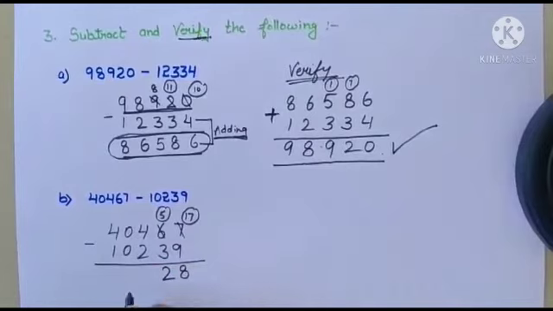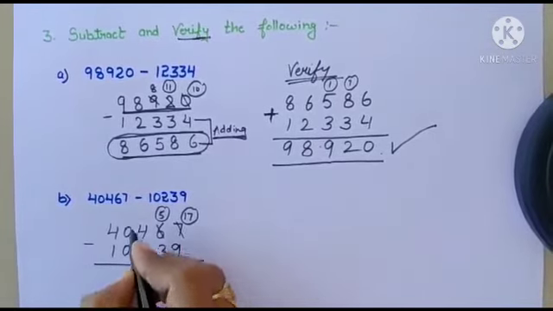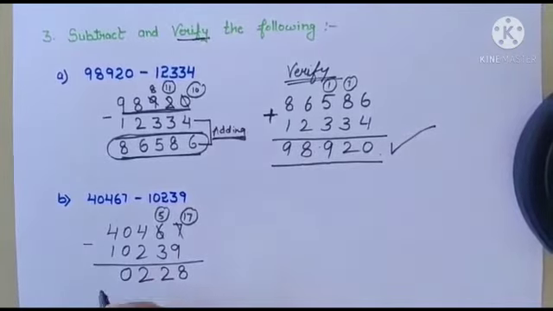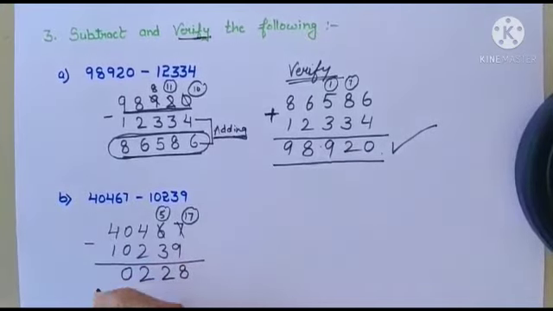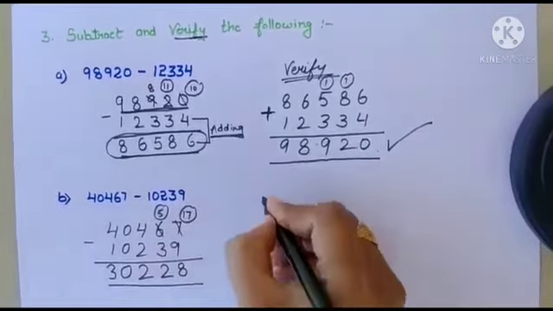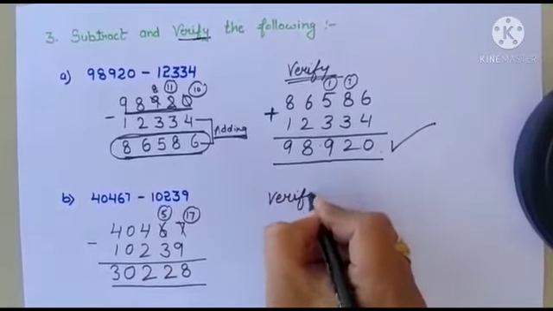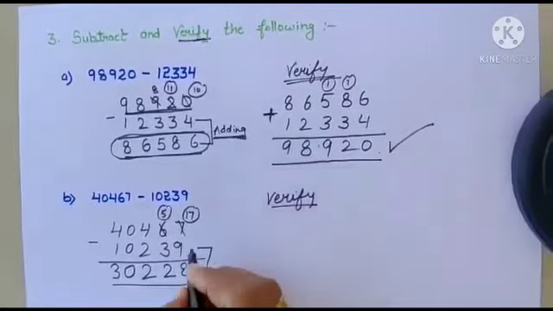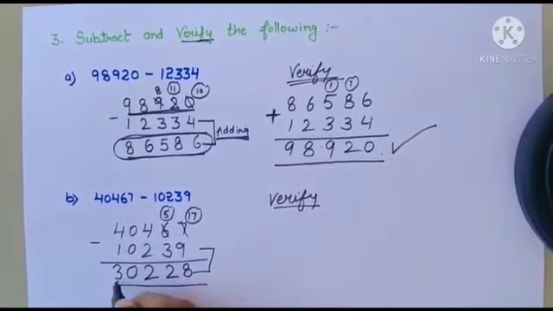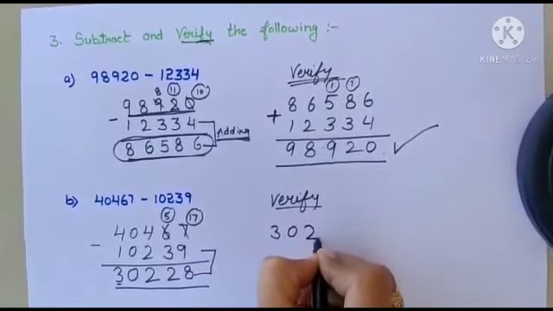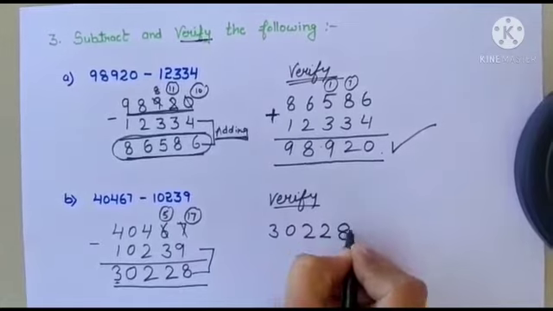4 minus 2, 2. 0 from 0 cannot be cut down. So we will write here 0. 4 minus 1, sorry, 3. So this is the answer. To verify it, what do we have to do? We have to add these two numbers. First of all, I will write this number because this number is greater. So I will write here 22,8.